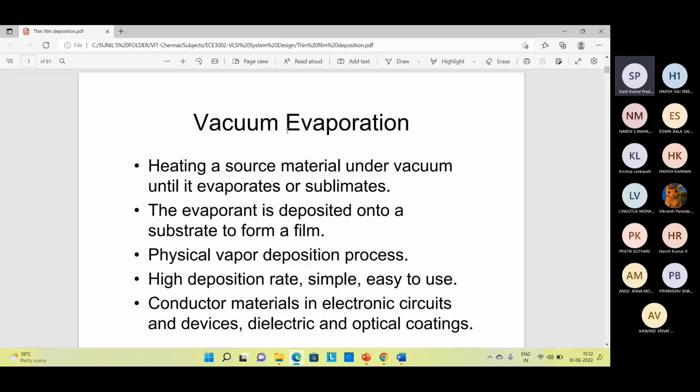Whatever material is evaporated finally deposits onto the substrate to form a film. The source material evaporates or sublimates, and this is all done under vacuum conditions. It finds application basically when we want to make electrodes or conducting materials in electronic circuits or devices. Then this vacuum evaporation will be useful.